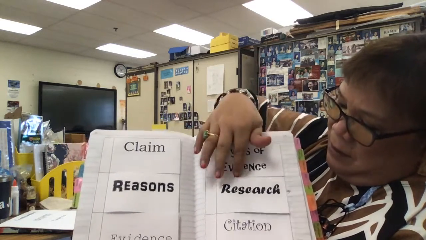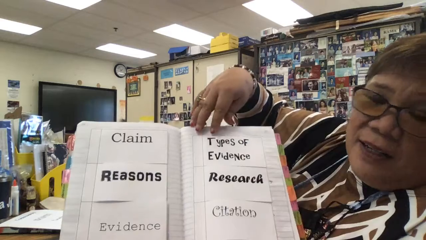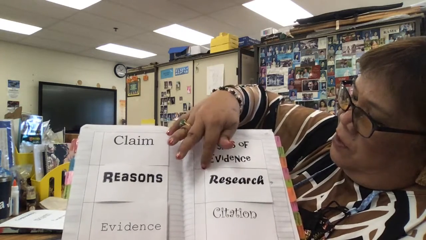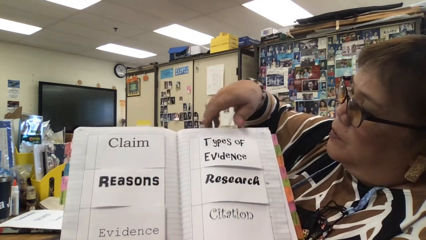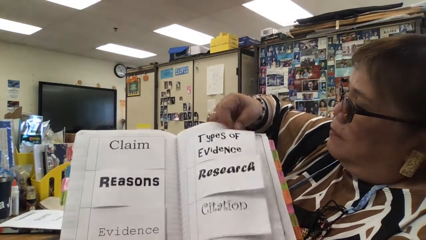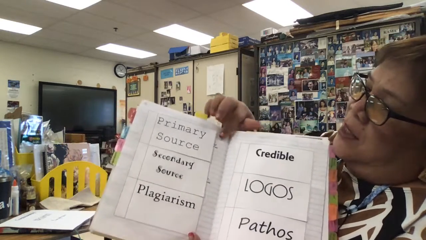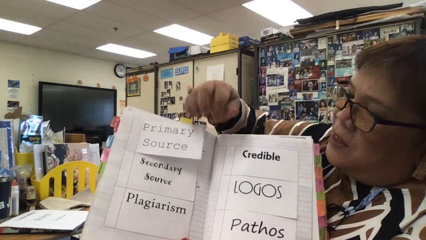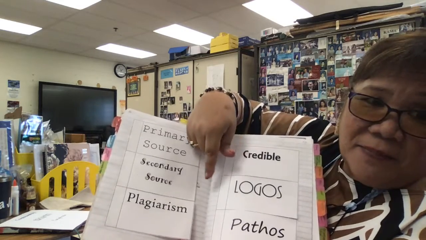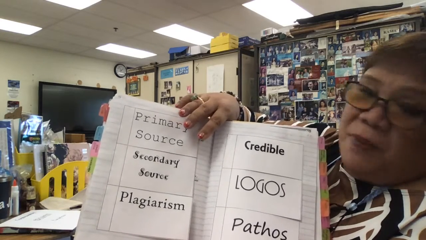The next page you'll glue in will be types of evidence, research, citation. Again, you want to cut it to the binding so that you can lift up a flap and take notes. Then the next page you're going to glue in is primary source, secondary source, and plagiarism.